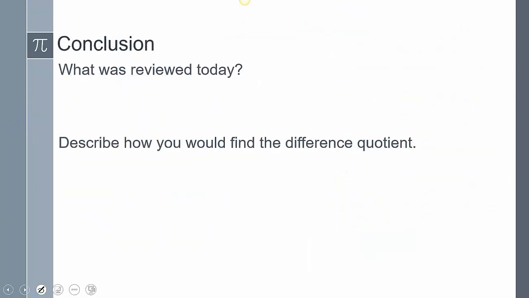So in conclusion, what was reviewed today? Well, we reviewed the difference quotient. And then what I want as feedback is how would you describe the entire process of you doing the difference quotient? Okay, because I know I gave my own terminology when I did it. How would you do it? Go ahead and describe it.